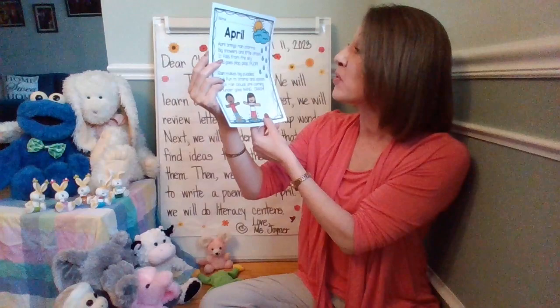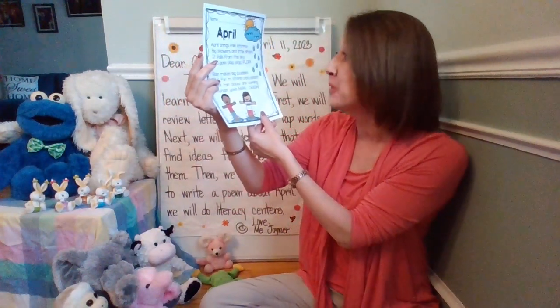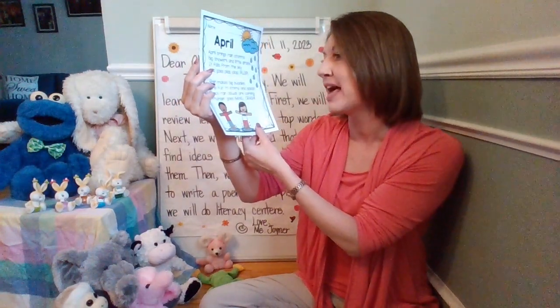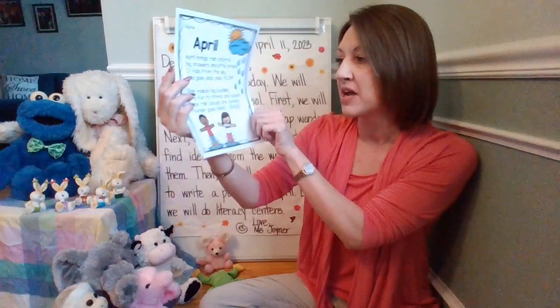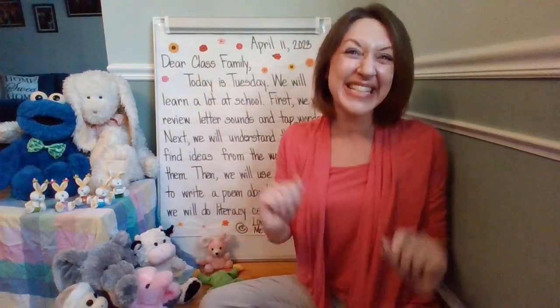April. April brings rainstorms, big showers, and little drops. It falls from the sky and goes plop, plop, plop. Rain makes big puddles. It is fun to stomp and splash. Black rain clouds are coming. Thunder goes bang. Crash. All right, let's have a fantastic day at school.